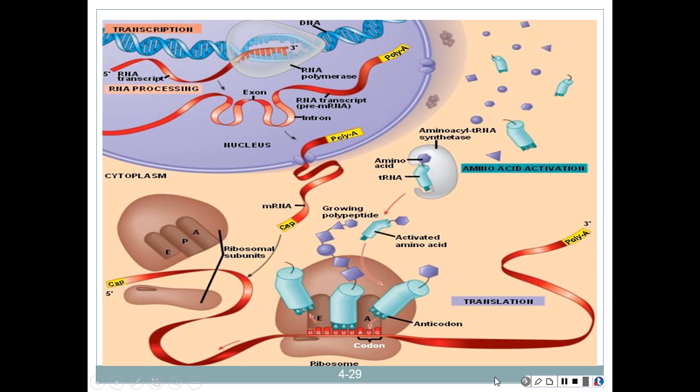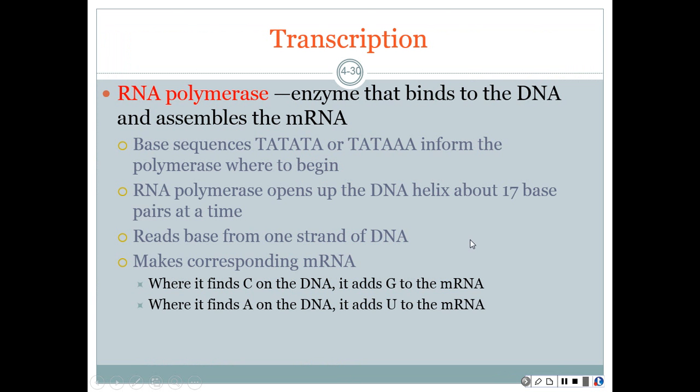Okay, I believe I have some videos on this, so please look at it over and over and over again until you understand exactly what is occurring, because you will definitely see these two processes again: transcription and translation. Okay, so that's the diagram.